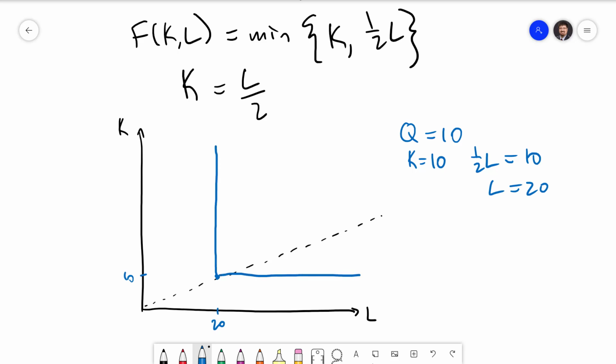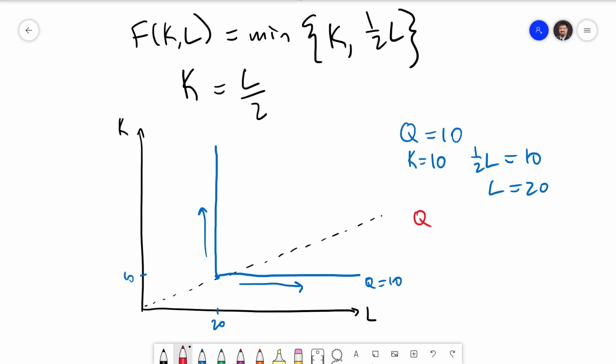To see why this is, remember that if we have 10 saws and 20 lumberjacks, adding more saws, that's capital, will move us up this way, but that will still result in exactly 10 units of output because those extra saws aren't doing anything. Same thing here. If we have 10 saws, but we start adding more than 20 lumberjacks, that still won't do anything. That's why all of these points along this blue L shape produce exactly 10 units of output.